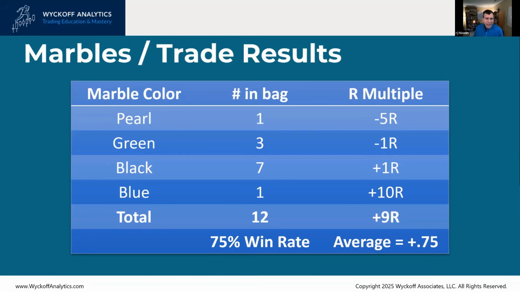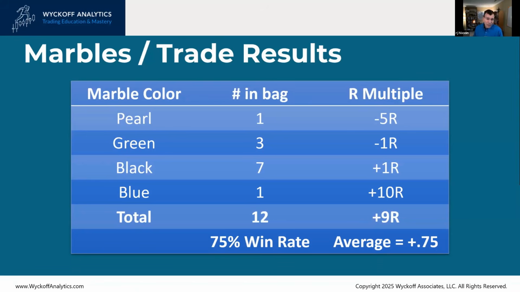There are 7 black marbles. Each of those has a +1 R multiple value. That means if you risk $100 and I pull out a black marble, then you just earned $100 and add that to your equity. There is one blue marble in the bag, and that has a 10R. So if you risk $100 and the blue marble comes out, that means you just made $1,000 on that trade.